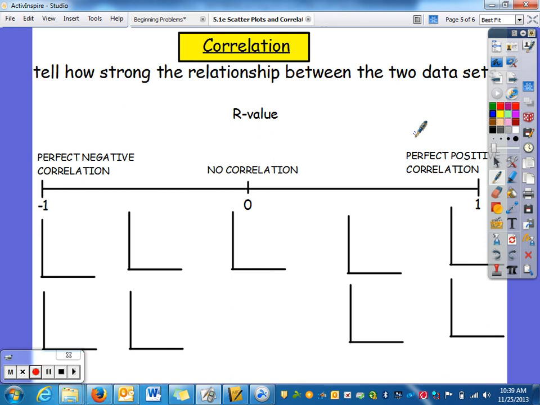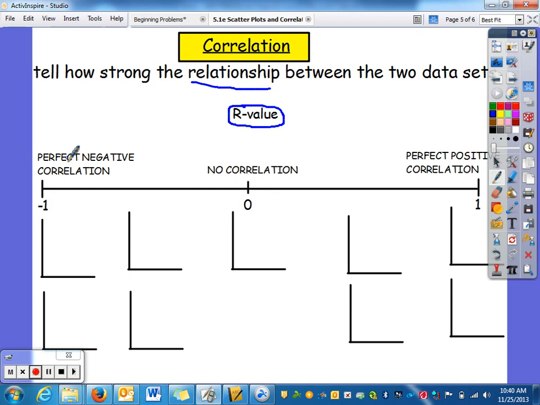Alright, so correlation is super important when doing scatter plots because it tells you how strong the relationship is between the two data sets. We want to know if something has a correlation, which means they relate to each other, meaning one affects the other, per se. So let me look at the different types of correlation. Correlation has an R value. So we're going to be looking at different R values to know how strong the correlation is.